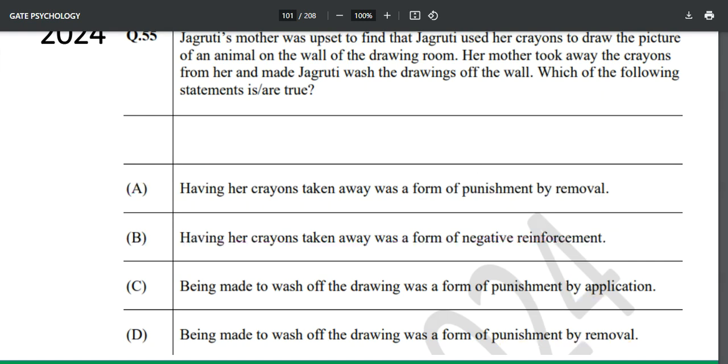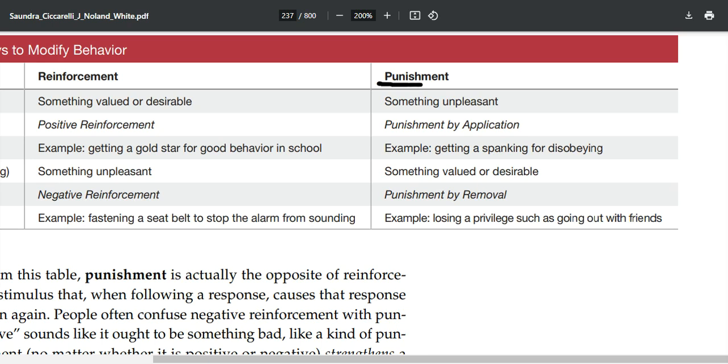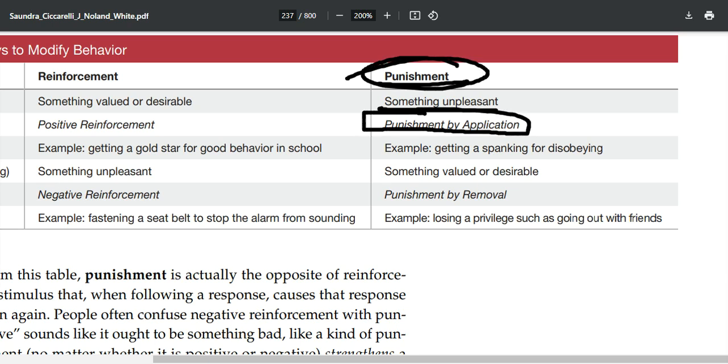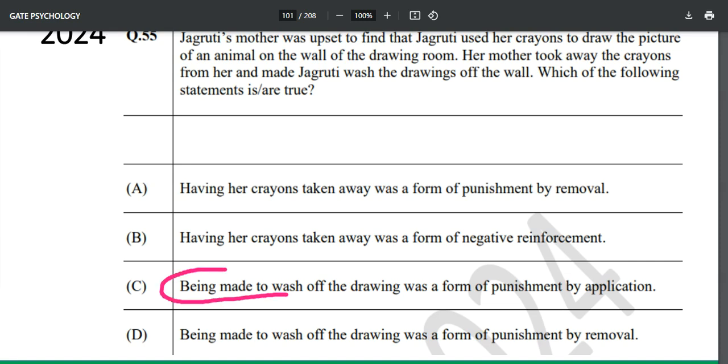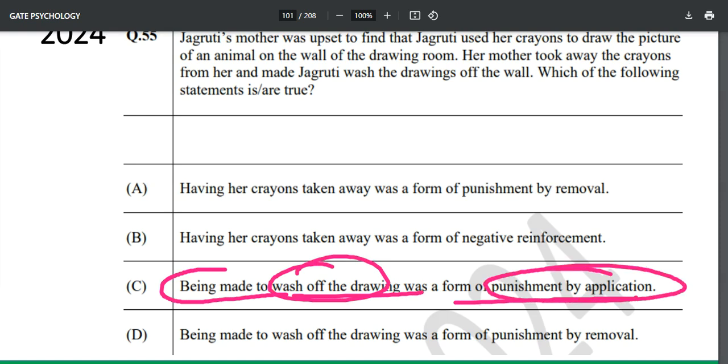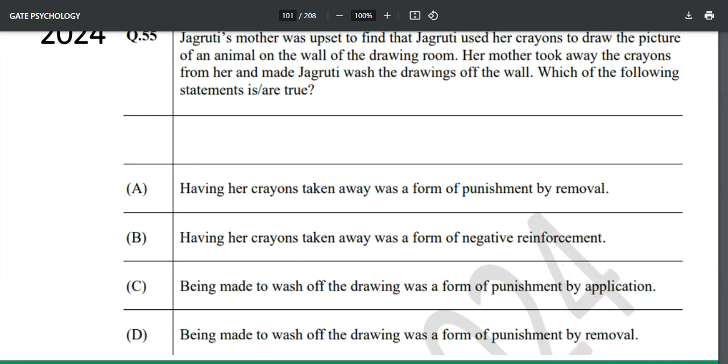Okay. So what we will learn, and this is what you will find in the punishment section: something unpleasant is punishment by application. Okay. This will come under the head of being made to wash off the drawing, a form of punishment by application. There is no removal happening, so it is not punishment by removal, because being made to wash off was not desirable to that girl. Okay, so options A and C are going to be the correct answer.